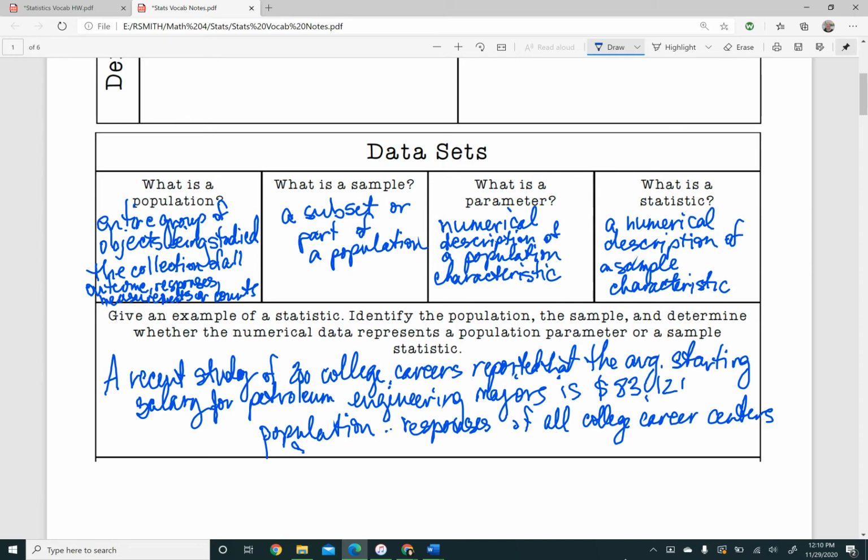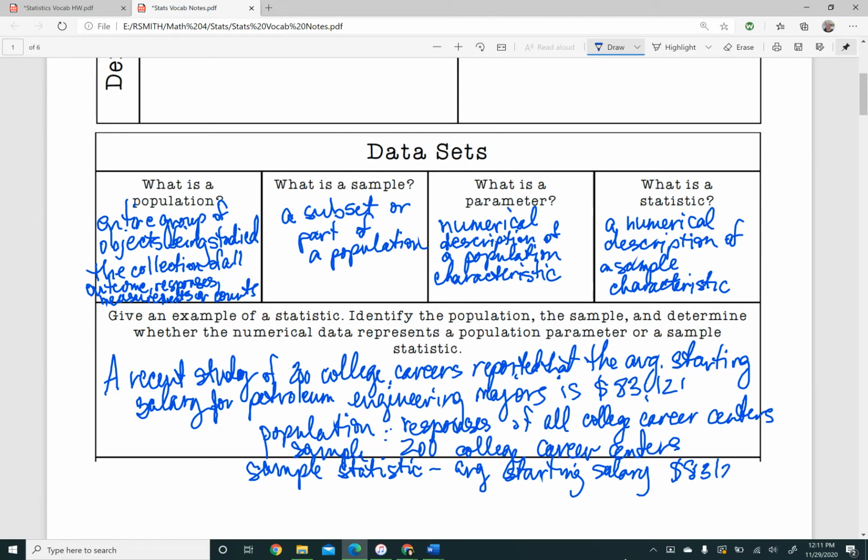Okay. The sample is 200 college career centers because that's how many they mentioned. The sample statistic, the characteristic that's about the sample, is the average starting salary, $83,121. Okay. So the population would be the whole thing, all of the college career centers. The sample is the 200 that they reported on, and the sample statistic is the starting salary.